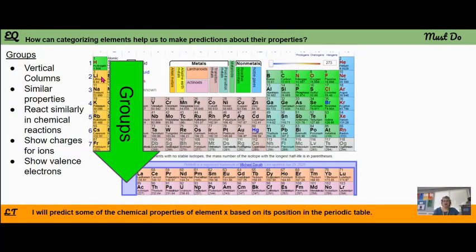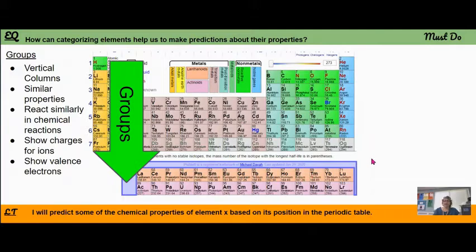So, for example, lithium, when it reacts with chlorine, is a very violent reaction, whereas if I take aluminum and chlorine, it's not as violent, it's just kind of fizzy. Okay. The table also shows charges for ions. We're going to talk about this later, but the ion charges are based on what group the element is in. And then it shows the valence electrons. Again, we're going to talk about that a little bit later.